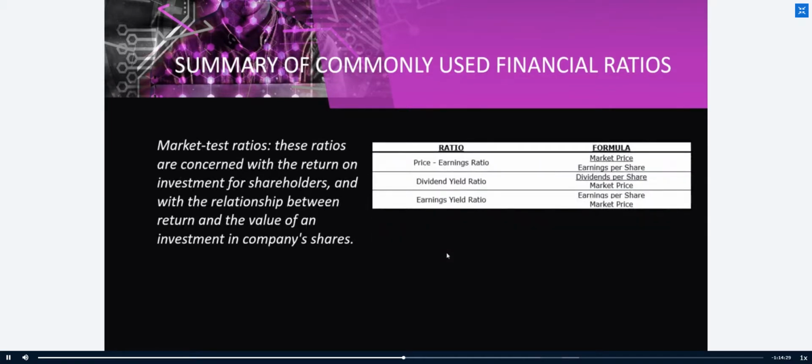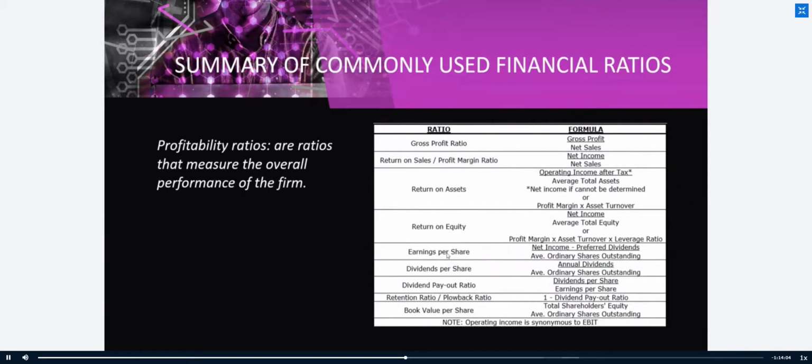Market test ratios. These ratios are concerned with the return on investment for shareholders and with the relationship between return and value of an investment in company shares. So you have your price earnings ratio, market price over your EPS, or your earnings per share. Earlier on, we've discussed how to calculate your earnings per share. That's your net income minus the preferred dividends, divided by the average ordinary shares outstanding.